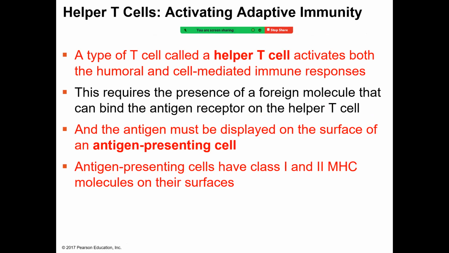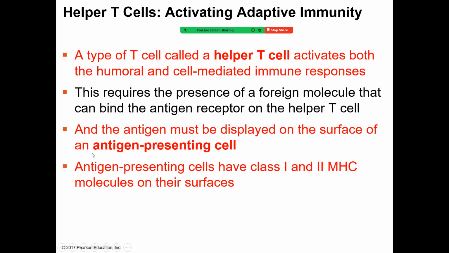A very important intermediate cell between both the humoral and the cell-mediated adaptive immune system is a specialized T cell called the helper T cell. So the helper T cell is great because it works to activate both the humoral adaptive immune system and the cell-mediated adaptive immune system. So it's going to help activate both sides of the adaptive response.